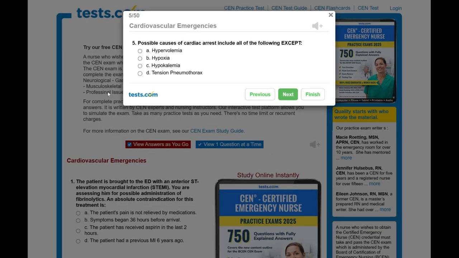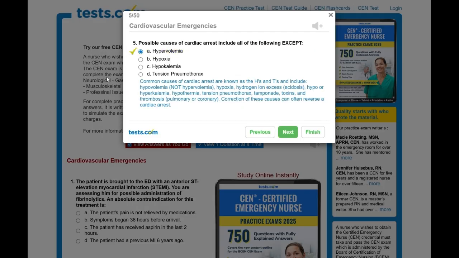Question 5. Possible causes of cardiac arrest include all of the following except A. Hypervolemia. B. Hypoxia. C. Hypokalemia. D. Tension pneumothorax.